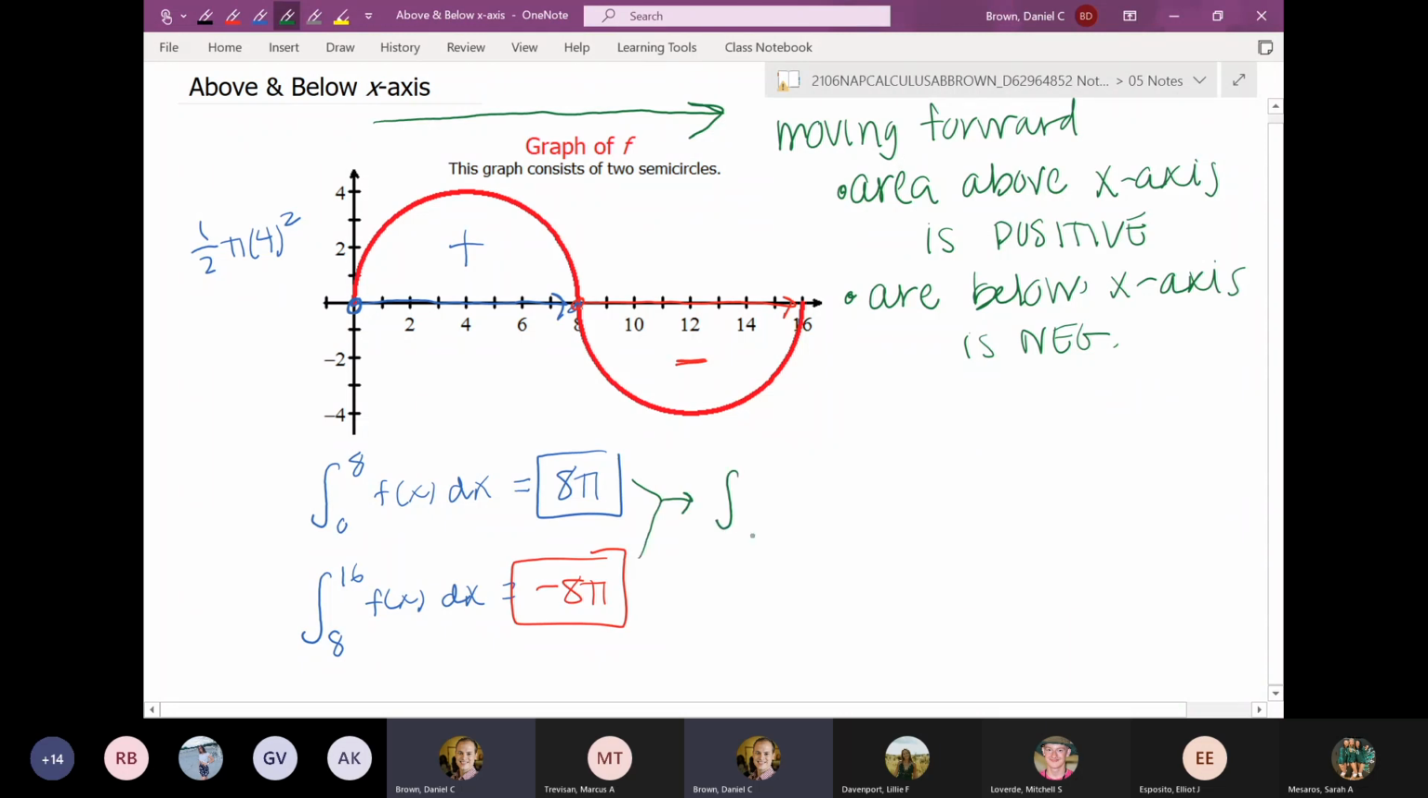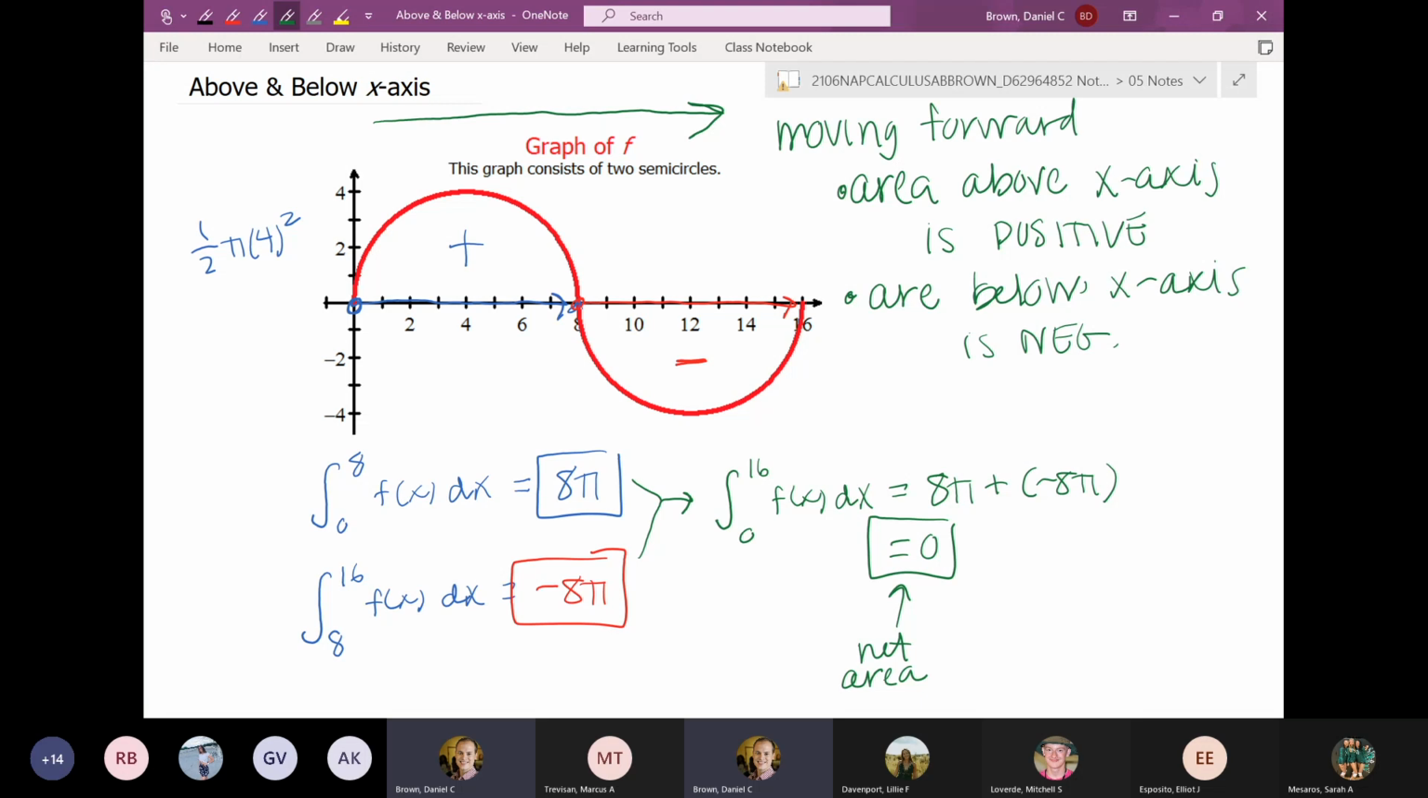If I did the definite integral from, say, 0 to 16 of f of x, that would be all the area starting at 0 and ending at 16. Well, the first part of that was 8 pi. The second part of that was negative 8 pi. Both of those cancel out completely, and you're left with a net area of 0. And I think that makes sense now. Basically, all that positive area is canceled out by all that negative area. So the net area from 0 to 16 would be 0.